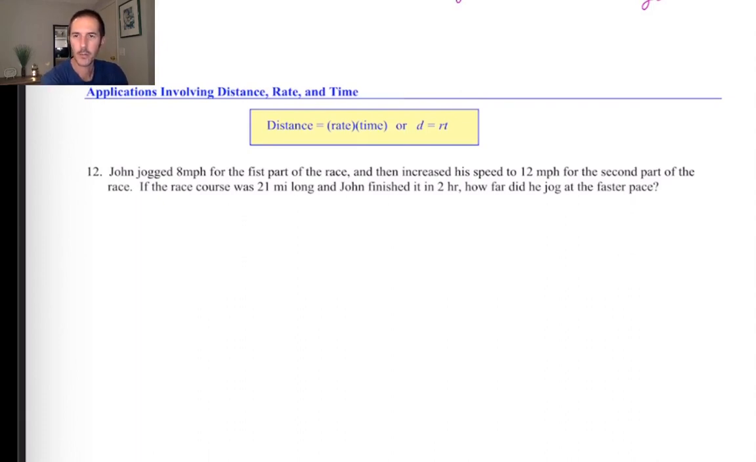John jogged at 8 miles per hour for the first part of a race, then increased to 12 miles per hour for the second part of the race. If the race course was 21 miles long and John finished it in 2 hours, how far did he jog at the faster pace? So distance is equal to rate times time.